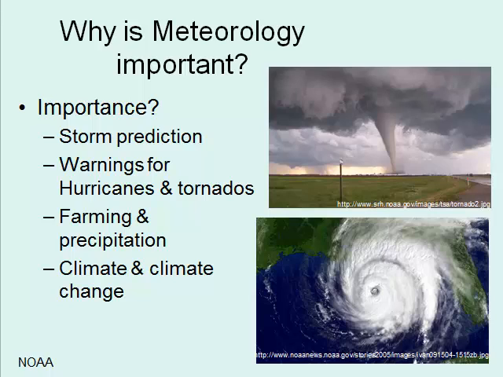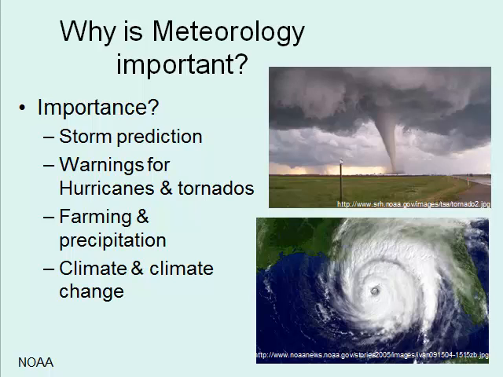Why is meteorology important? Why do we care, basically? Well, it's important for storm prediction, so you know if you should bring a raincoat with you when you go to work, or if there's some more severe weather, such as hurricanes, tornadoes, ice storms like we had this winter. It's important for farming and precipitation, so we know, okay, should we irrigate, should we not, and so forth.